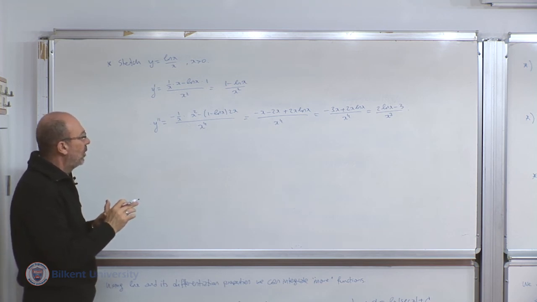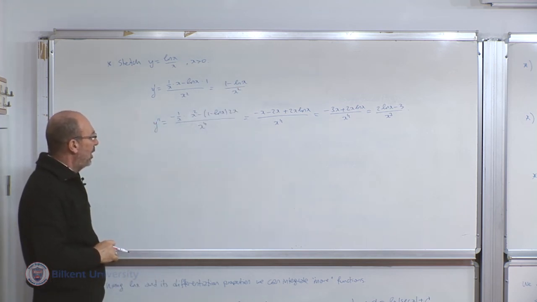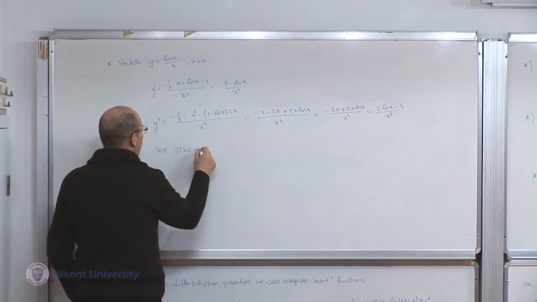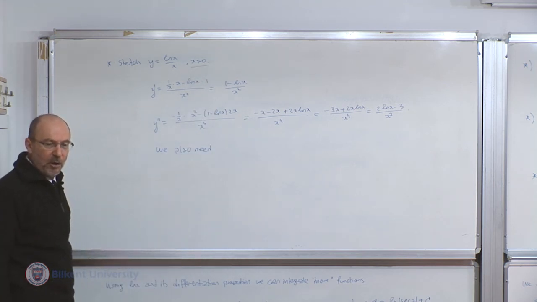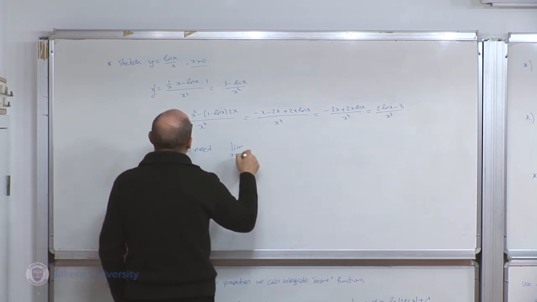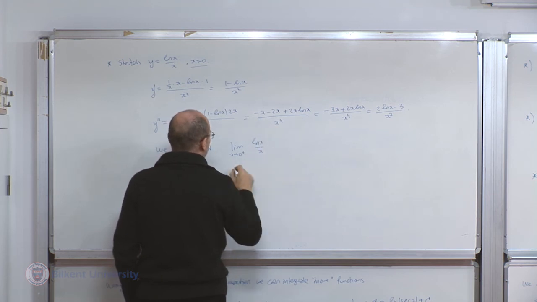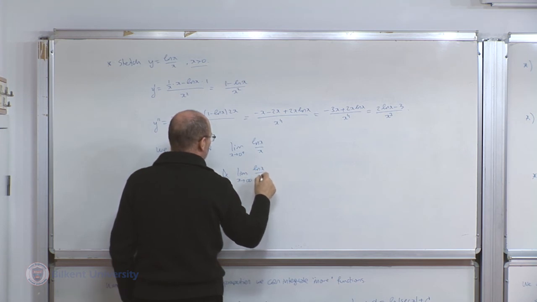Here we need, well, I'll talk about this in the next hour, so maybe we can leave it here. We also need, since this is an open interval, we want to know the behavior of the graph when you approach the boundaries. So you have to take the limit as x goes to 0 from the right of ln x over x, and the limit as x goes to infinity of ln x over x.